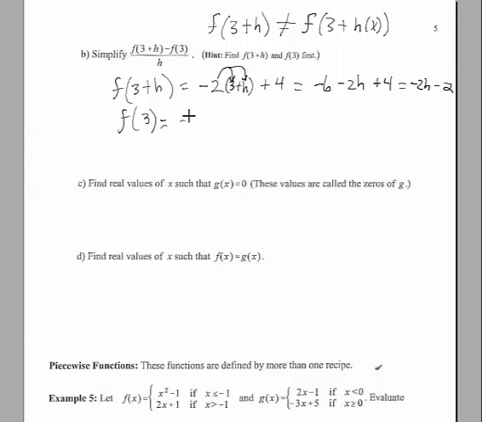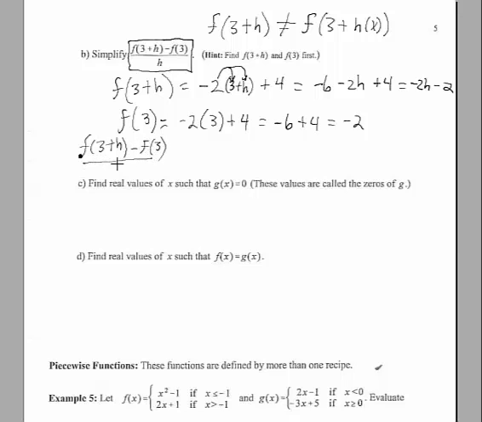F of 3, negative 2 times 3 plus 4. Again, I get a negative 6, but there's no h, so I just add a 4, and I get a negative 2. Okay, now we're going to take this expression and replace the function notations with the results that we had. Okay, f of 3 plus h minus f of 3 over h.